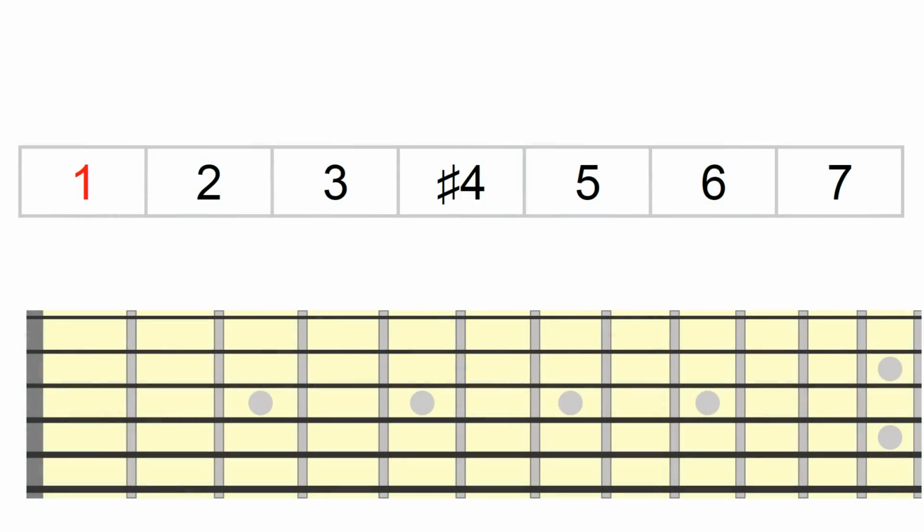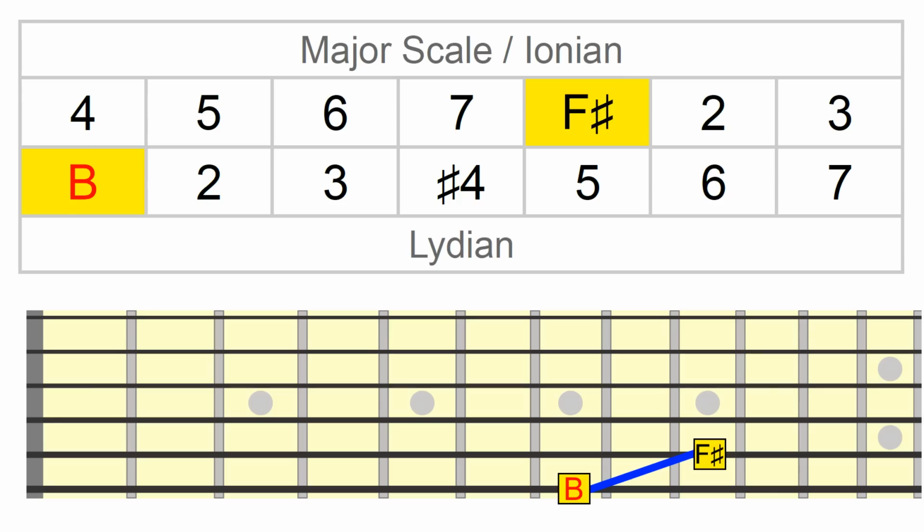We can use a simple visualization trick to connect the Lydian root to its parent major scale pattern. Let's say we wanted to play B Lydian. First, we'd locate the root of B on the 6th string. The parent major scale root of B Lydian is F sharp. As you can see, F sharp lies 2 frets up on the 5th string. This is the movable relationship we'll be memorizing.